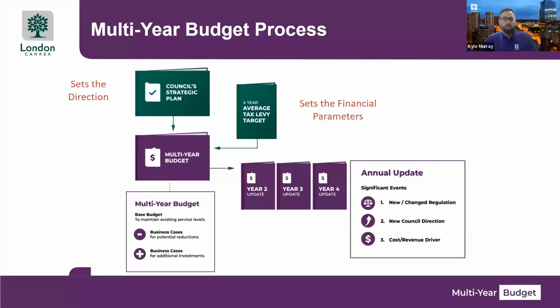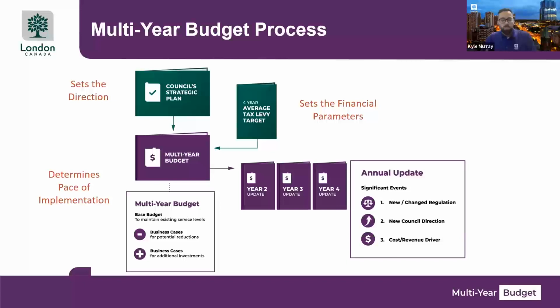And there are really three components to an MYB. There's the base budget to maintain existing service levels. There are business cases for potential new or additional or expanded services. This is where perhaps additional resources are required. And there's also business cases for potential reductions. So these would be areas where perhaps fewer resources have been deemed to be necessary. So the multi-year budget really determines the pace of implementation of the strategic plan. How fast or how slow do we want to go in implementing council's priorities?